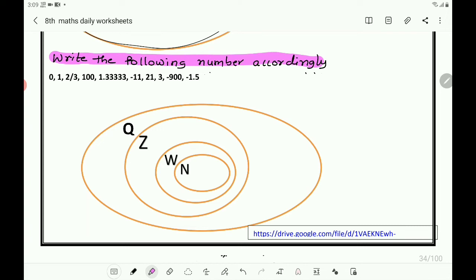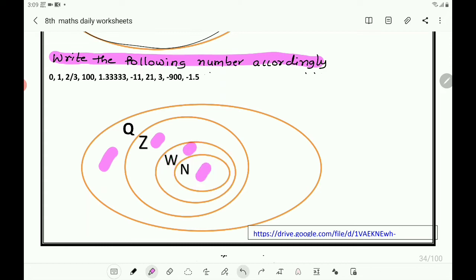Here what you have to do, write the following numbers accordingly. Here in N which numbers come, in W which numbers come, next Z and Q. So here you know the nature of the numbers. Negative one, if it is an integer, you must take only in the Z. Decimals and fractions you must take here only. But the natural numbers, positive integers, you must take in the column N. W means you can add an extra 0, because W includes both of these 2.